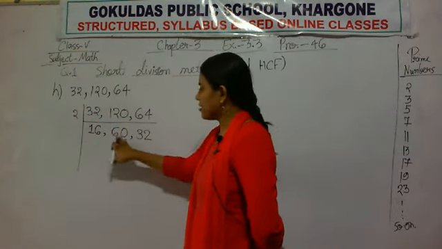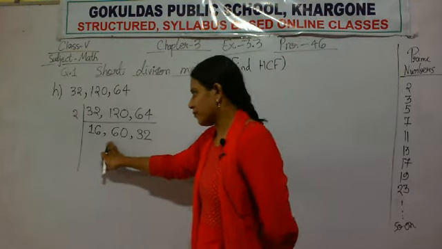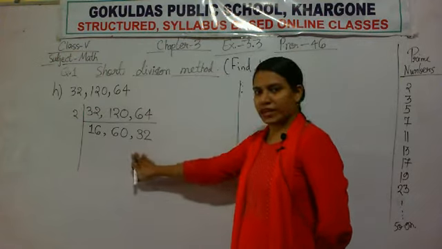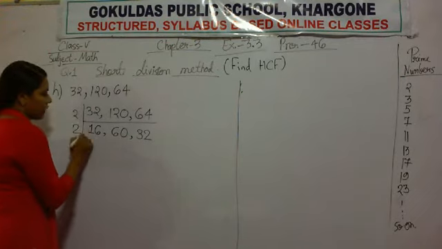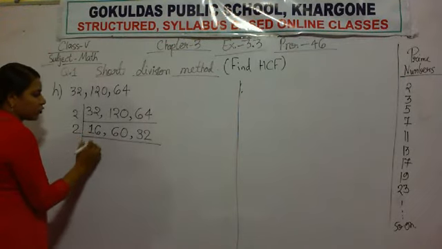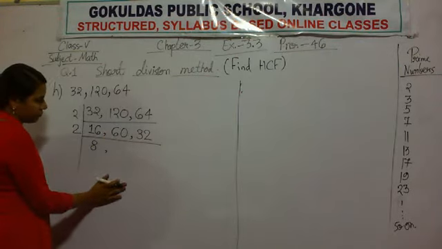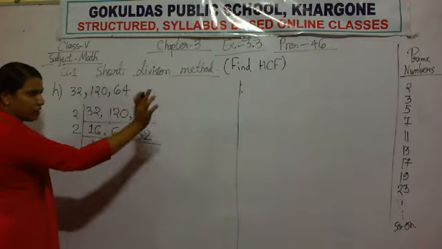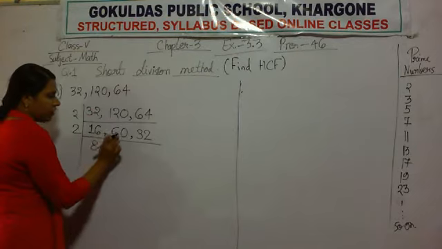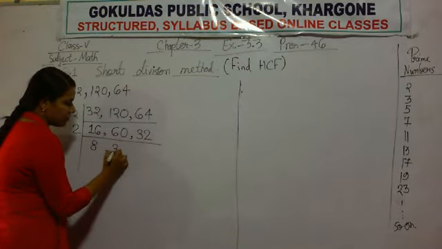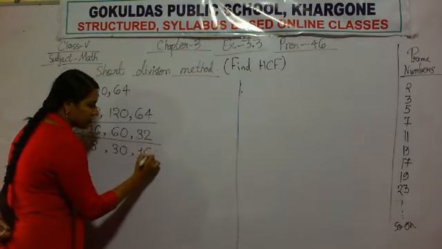16 is even, 60 is even, and 32 is also an even number. So when all the numbers are even, then we can divide them by 2, which is the smallest prime number. When you divide 16 by 2, your answer is 8. When you divide 60 by 2, if you have any problem in division, then you can perform the division in rough work, okay. When we divide 60 by 2, the answer is 30. When we divide 32 by 2, my answer is 16.